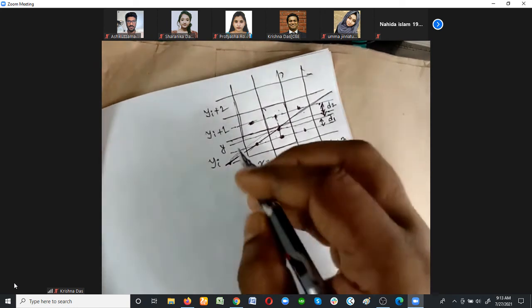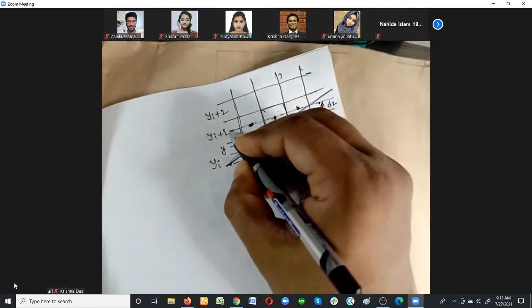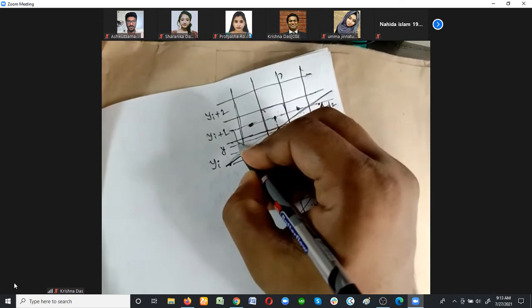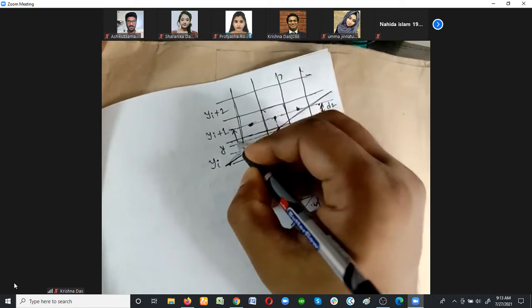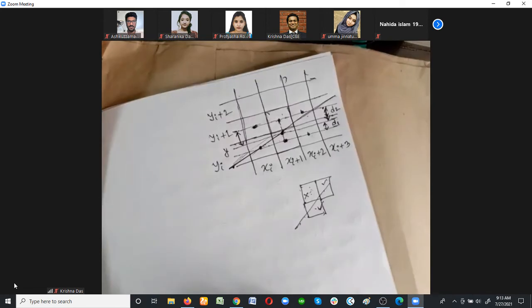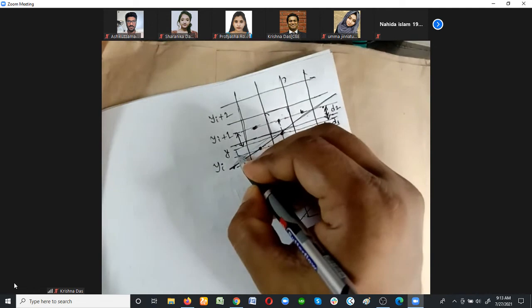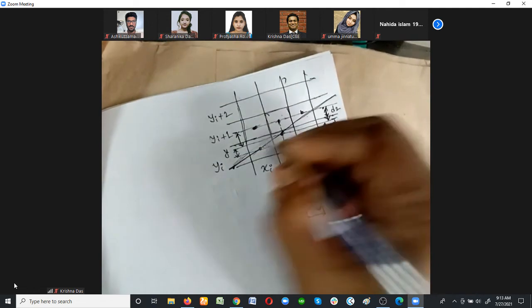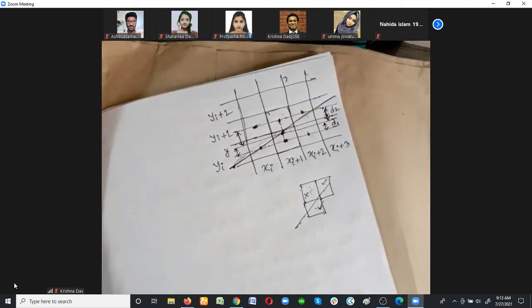Is it still not very identifiable? I am showing in here as well. Here, this is the D1, and this is the D2. Yes, sir. We can carry on, sir.